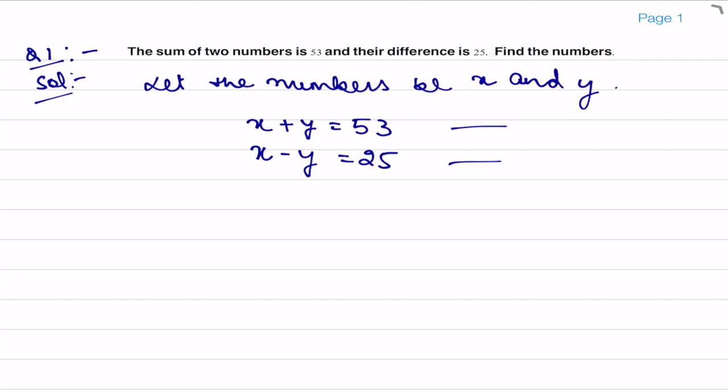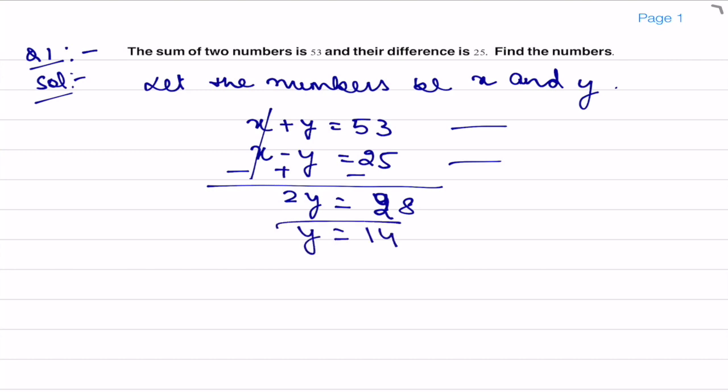I am doing this by elimination method. So see, the coefficient is already the same. Either add the equations or subtract the equations. Choice is yours. So I am subtracting the equations. x and x cancel. So 2y is equal to 53 minus 25, which is 28. So y is equal to 14. So the first number is 14.